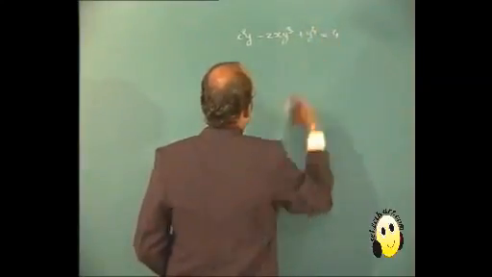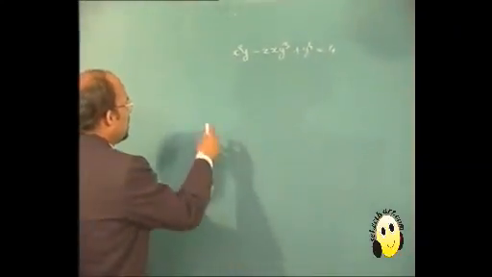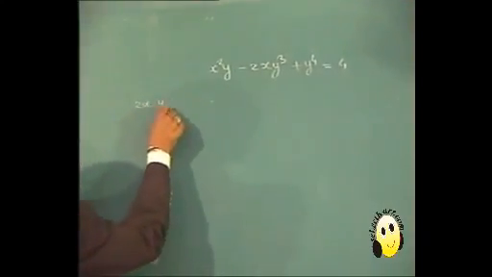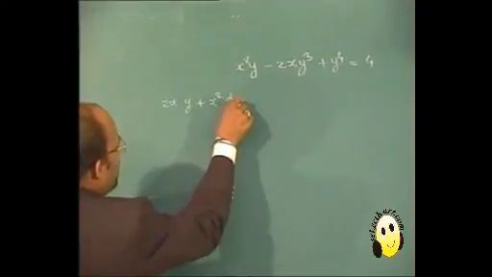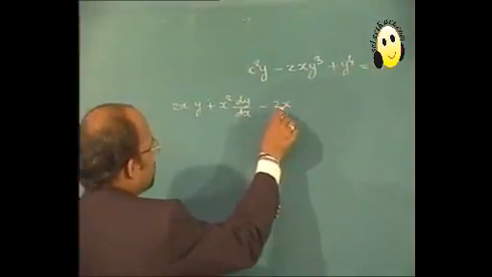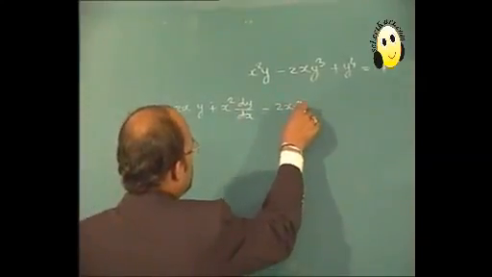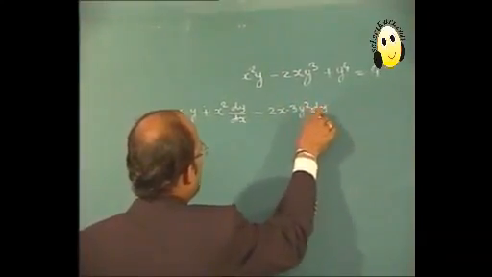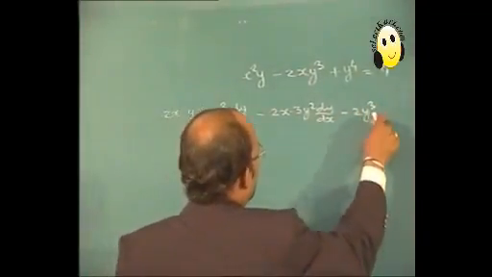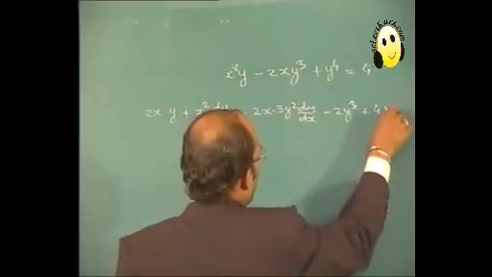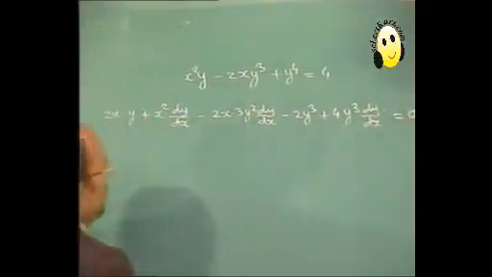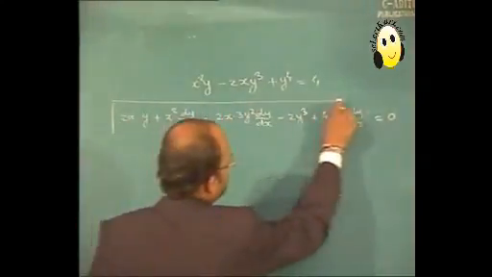equal to say 4, then differentiating it with respect to x, we get 2x into y plus x square dy by dx minus 2x into 3y square dy by dx minus 2y cube plus 4y cube dy by dx equal to 0. Now this becomes a differential equation.